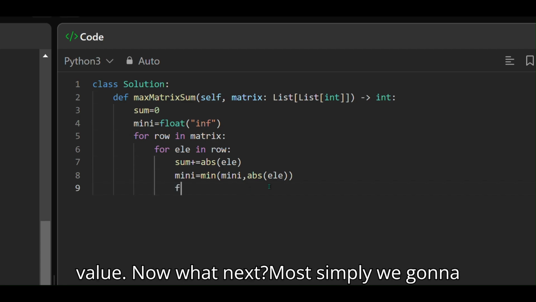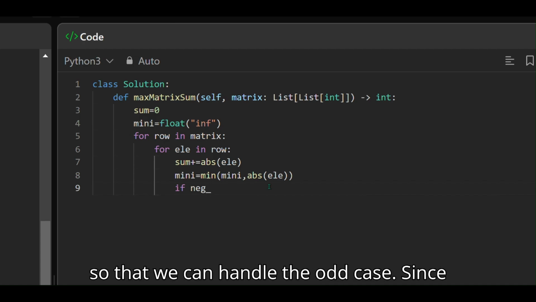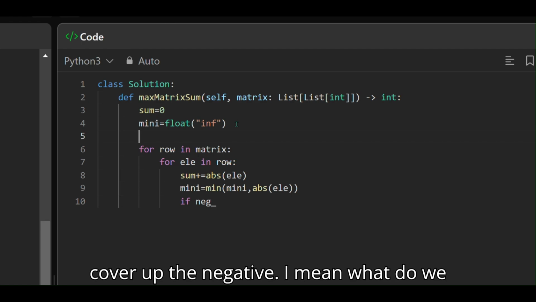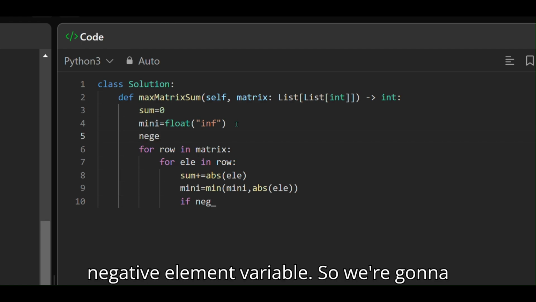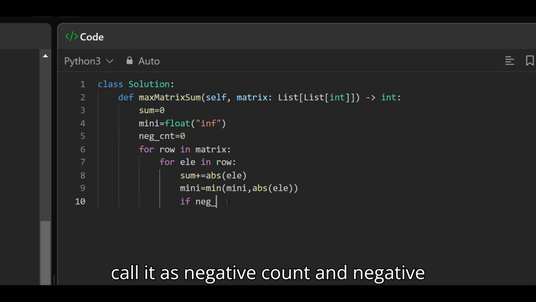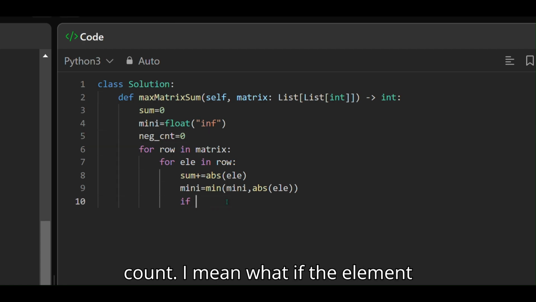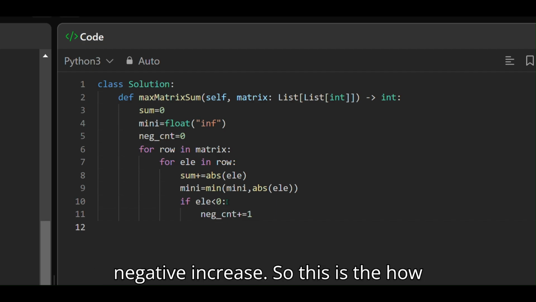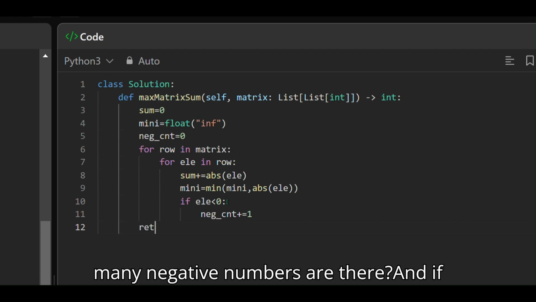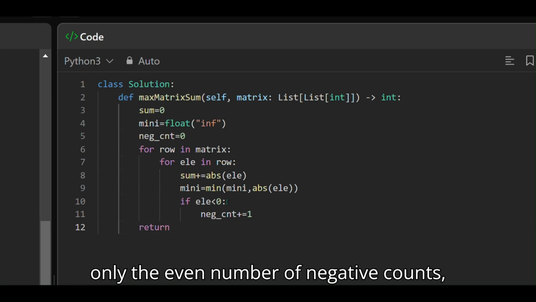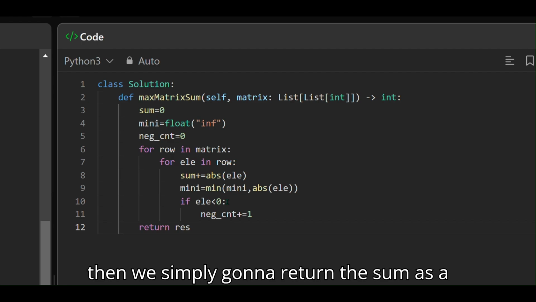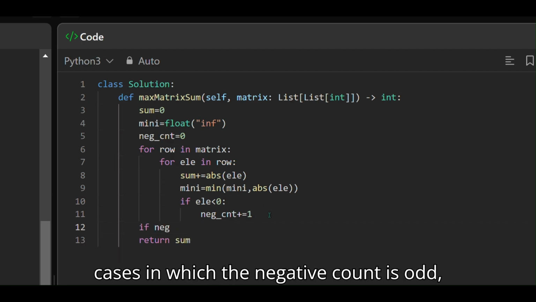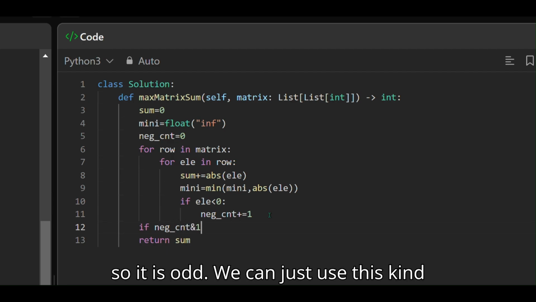Now what next? Well, simply we're going to calculate the number of negative numbers so that we can handle the odd case. So here's the negative element variable, we're going to call it negative count. If the element comes out to be negative, we simply increase the number of negatives. So this is how many negative numbers there are. And if the matrix contains only an even number of negative counts, then we simply return the sum as the result. But since there are some cases in which the negative count is odd, we can just use this kind of operation.